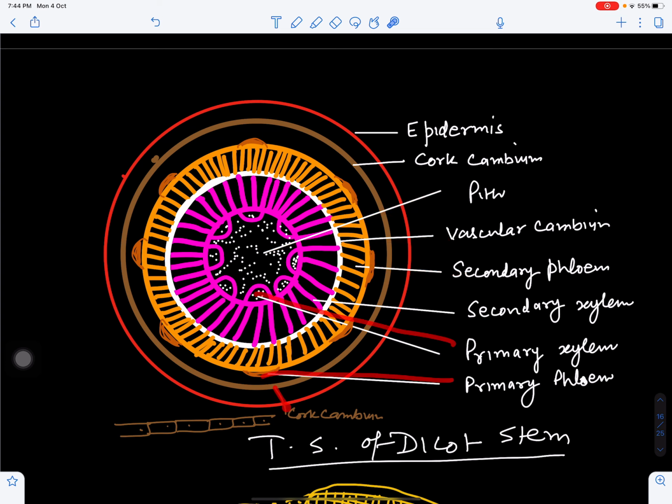And in the second year, in the next year, again, cambium will cut off secondary xylem and secondary phloem, and old primary phloem or old secondary phloem will be crushed and new secondary phloem will be produced. Now this is the second year annual ring.